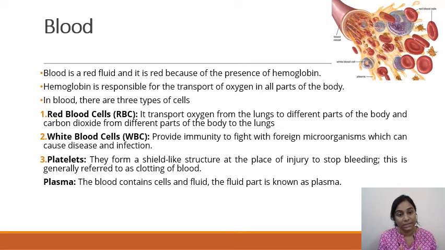Then we have white blood cells. White blood cells provide immunity to fight foreign microorganisms which can cause disease and infection when we are ill. WBCs also work for our healing. Then we have platelets. Whenever we fall down, we can see the blood gets clotted after some time so that further blood flow stops. Platelets form a shield-like structure at the place of injury to stop bleeding. Then we have plasma. Plasma is the fluid part of the blood.